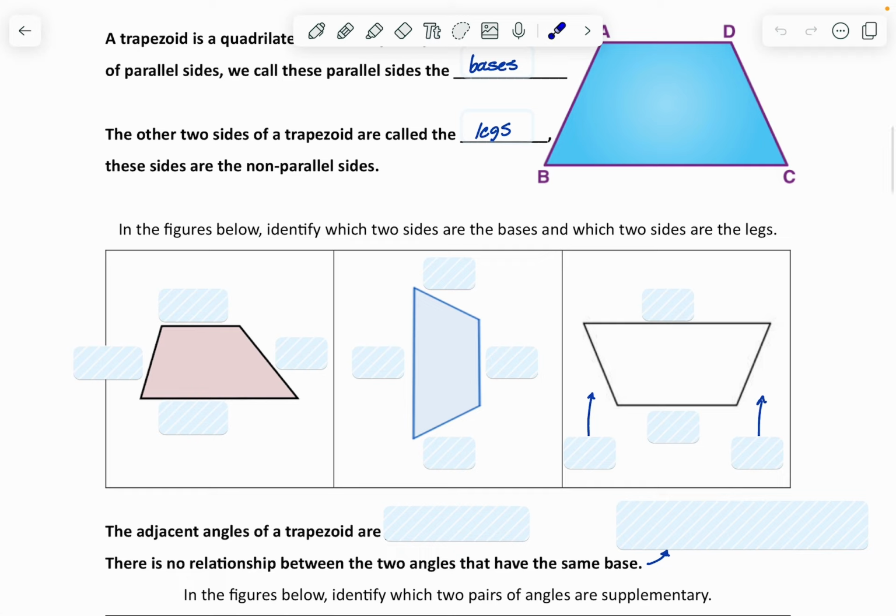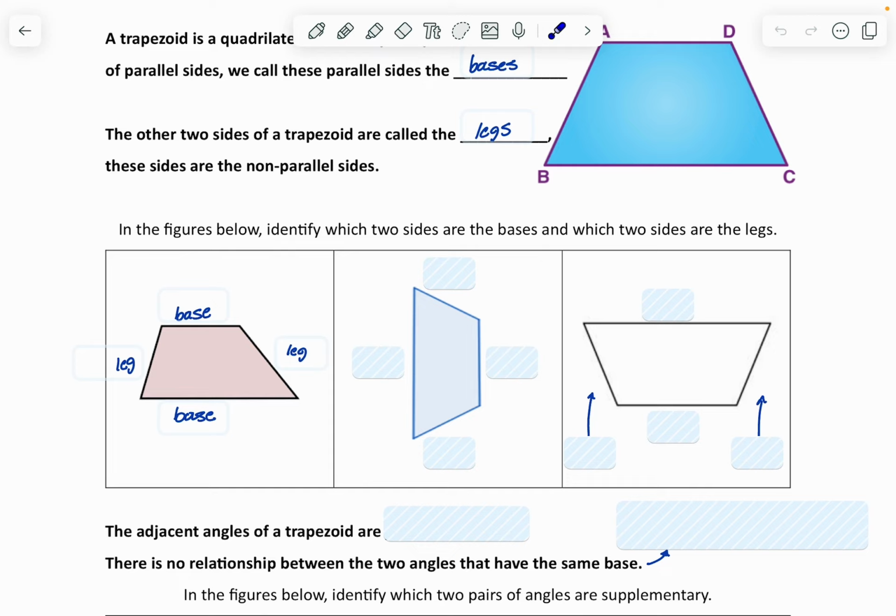Right now, I'd like you to take a second and in your notes, identify which two sides are the bases and which two sides are the legs for the following trapezoids. Okay, in the first example, the two sides that are parallel, those are our bases. The other two sides, well, they have to be our legs.